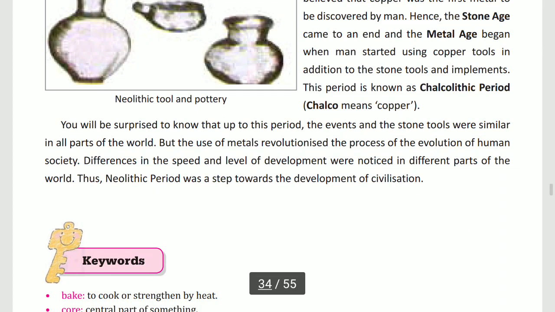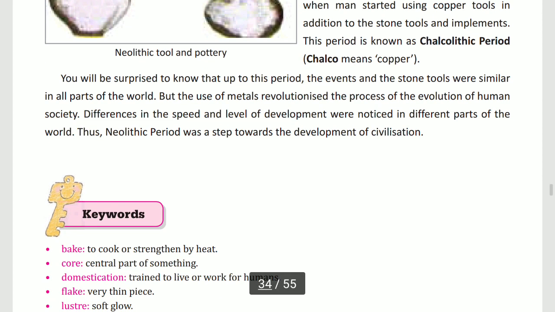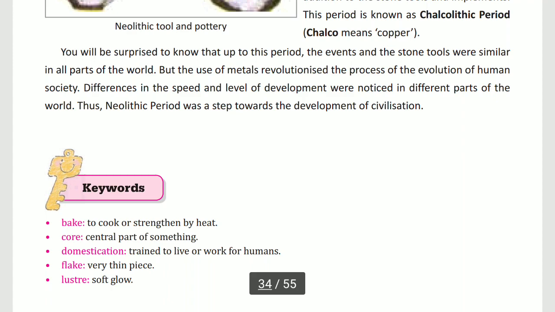Now you will be surprised to know that up to this period the events and stone tools were similar in all parts of the world. इस period तक आते आते the events and the stone tools were similar in all parts of the world. लगभग सारे जहाँ जहाँ ये सारे सभ्यता थे, civilizations, लगभग सभी जगह same tools, stone tools and copper people were using. But the use of metal revolutionized the process of evolution of human society.